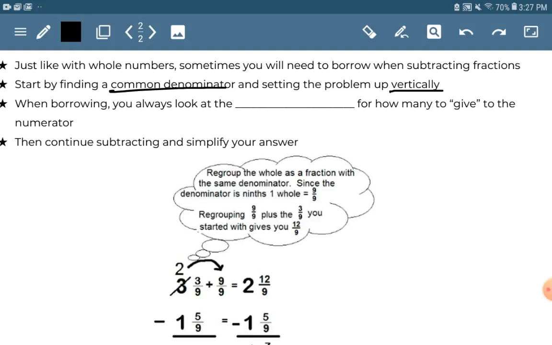Then when you borrow, this is typically where people do it incorrectly or get confused. When you're borrowing, to figure out how much you're giving to the numerator, you're going to look at the denominator. You are always looking at the denominator. That is the biggest mistake people make. So you look at your denominator for how many to give, and once you're finished borrowing, you will continue to subtract your numerators and simplify your final answer.